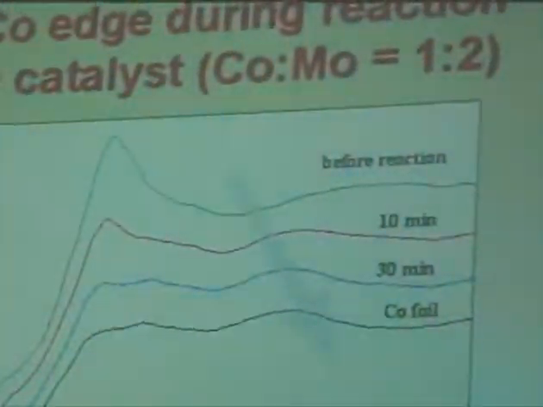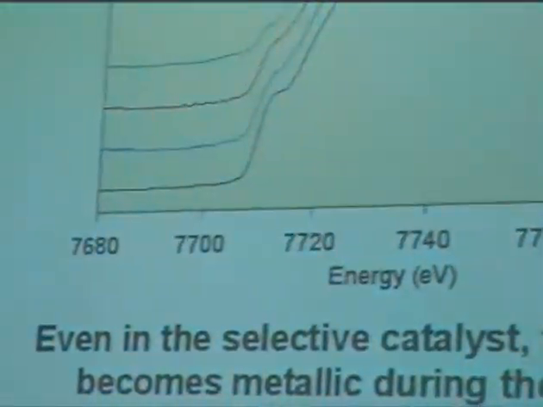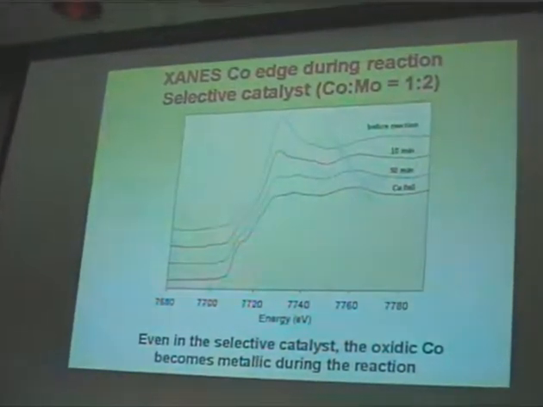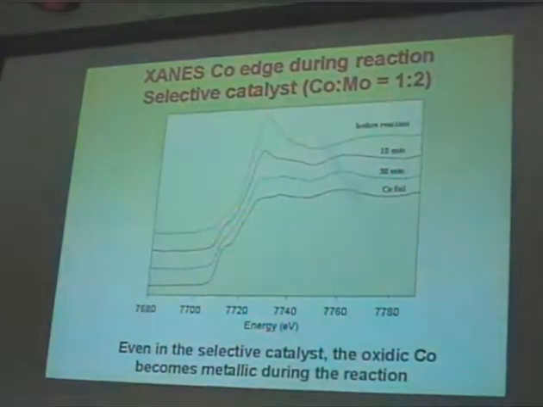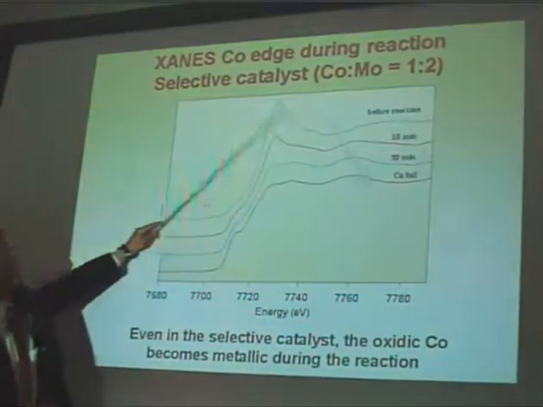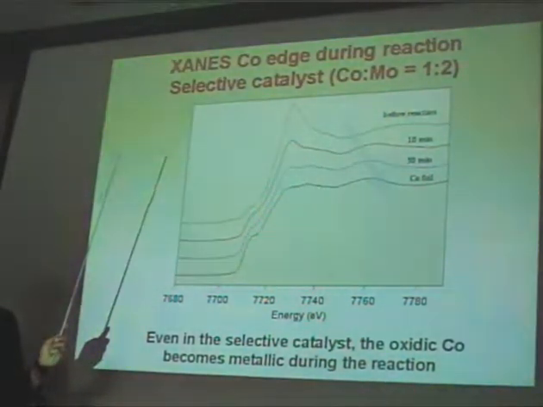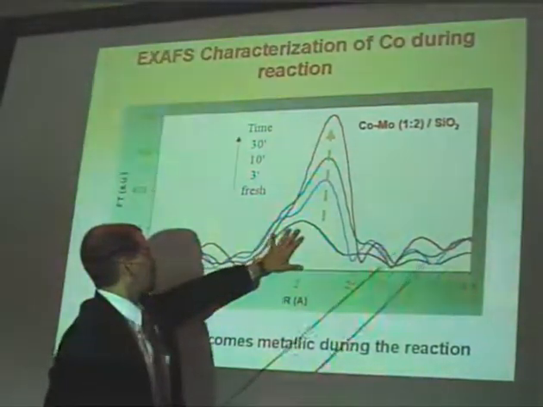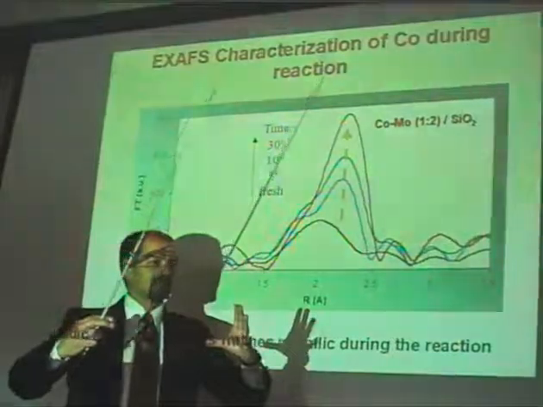What happened with cobalt? Before reaction, I said cobalt has not been reduced. Due to the interaction with the moly, it resists the reduction. The moly underneath gets partially reduced. During reaction, the moly gets formed into carbide, moly carbide. The cobalt, during the reaction, gets reduced. 10, 30 minutes after reaction, it starts looking very much like cobalt foil. And at the same time, you can see that as a function of time, the cobalt, which was mostly oxidized, starts getting reduced and the particles grow in size.